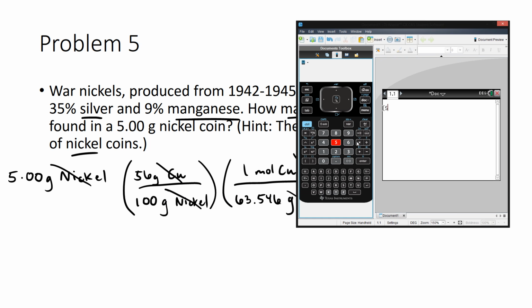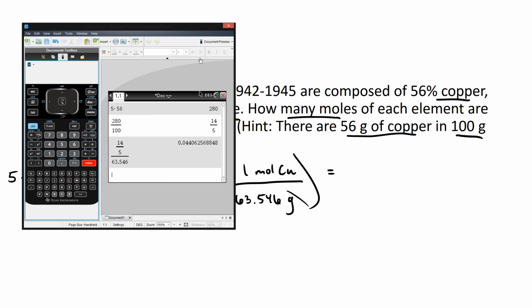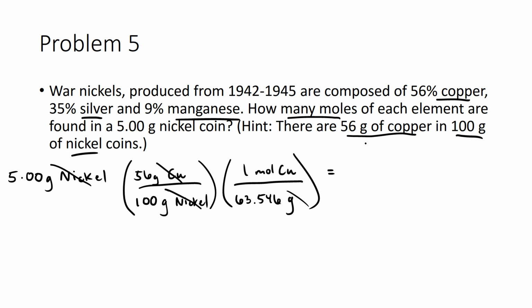So we have 5 times 56 times 1, of course, divided by 100, divided by 63.546, and our answer is 0.044 moles of copper. So that's one of our answers.